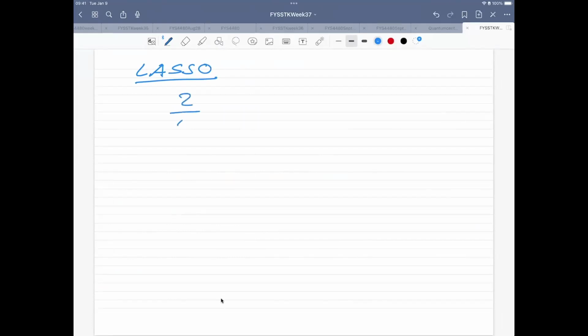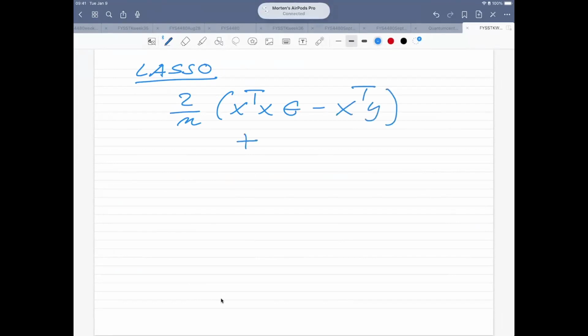And 2 divided by n of x transpose times x. So we have the same piece from the ordinary least squares, mean squared error. And then we have plus lambda times the sign of theta, because we are calculating the derivative of an absolute value. And this is an equation which we have to solve numerically. So in project 1, for part E, you will actually have to implement this numerically.